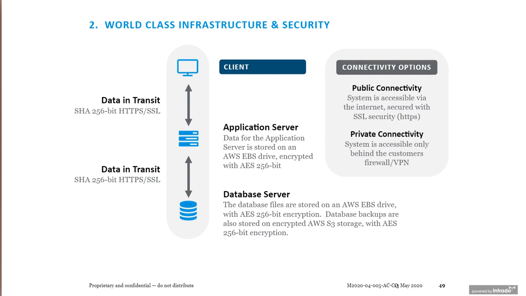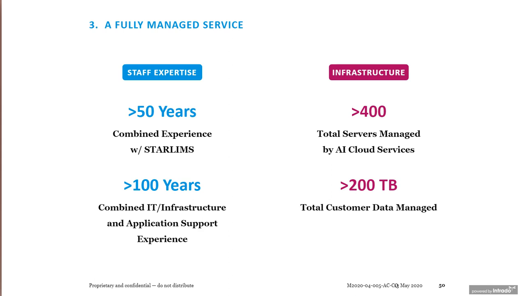And we also offer one other layer of protection, and that is in the connectivity option. For customers that want a public connection, that means that they're able to access the system from anywhere on the internet. We offer that with a secure SSL encrypted URL. And then for customers that prefer to have private connectivity, we're also able to support that and set up the system in such a way that it's only available behind the customer's firewall. And you would first have to VPN in before you could use it.